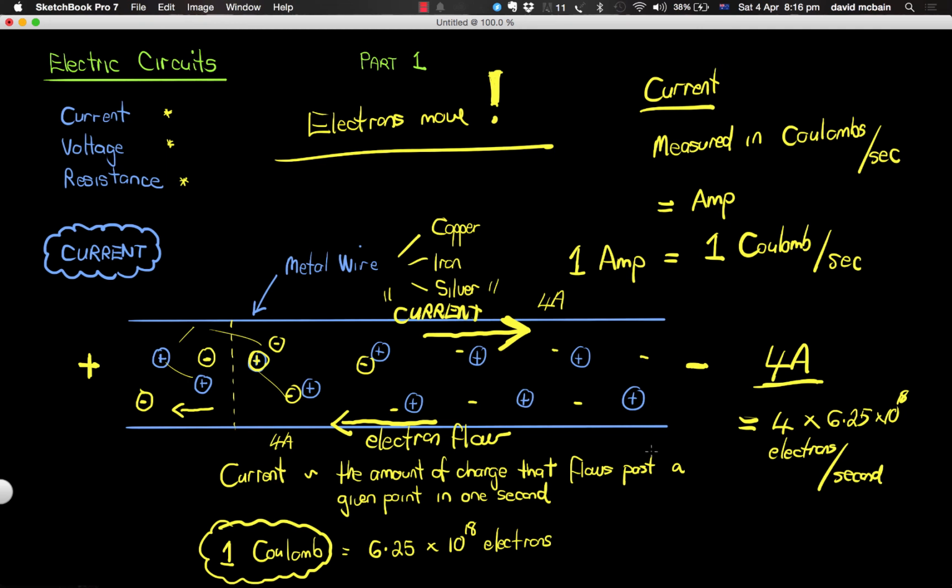Okay, so that's our little section on current. In the next page, we'll talk about voltage.